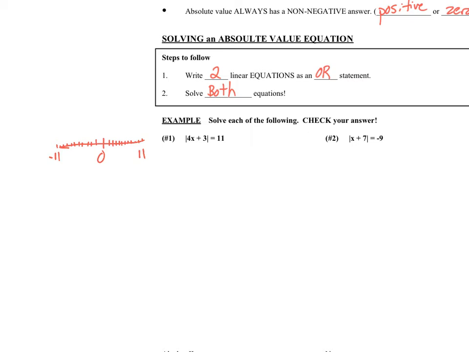So what we're going to do is take that expression in the absolute value and write down two equations. 4x plus 3 equals 11, or 4x plus 3 equals negative 11. Because we either go to the right 11 or to the left 11. If you go left, it's going to equal negative 11. If you go to the right, it will equal positive 11. And then we solve these equations.